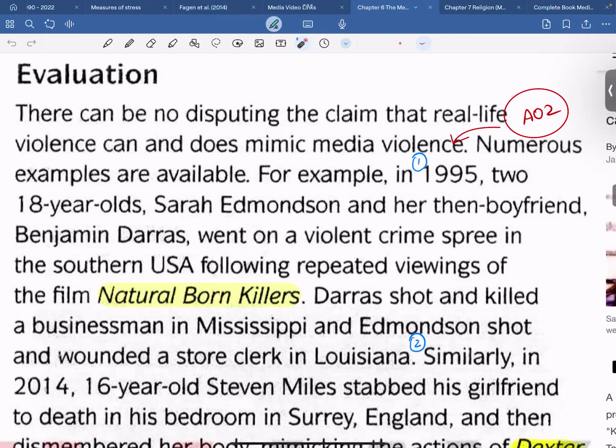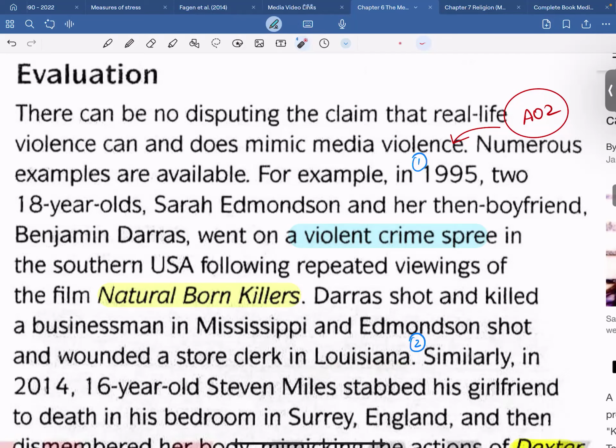So there can be no disputing the claim that real life violence can and does mimic media violence. There are numerous examples available. For example, in 1995, two 18-year-olds, Sarah Edmondson and her then boyfriend, Benjamin Darrus, went on a violent crime spree in the southern USA following repeated viewing of the film Natural Born Killers. So we're talking about a correlation, a relationship between people watching violence on television and then acting upon it in real life. Darrus shot and killed a businessman in Mississippi, and Edmondson shot and wounded a store clerk in Louisiana.